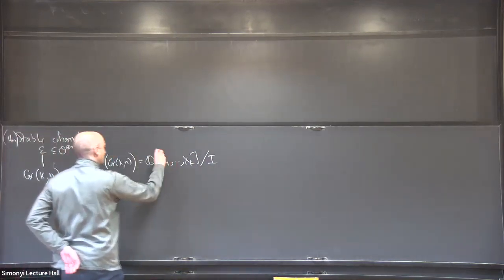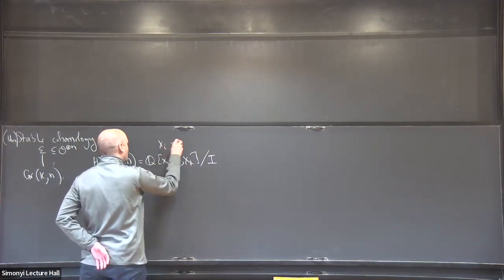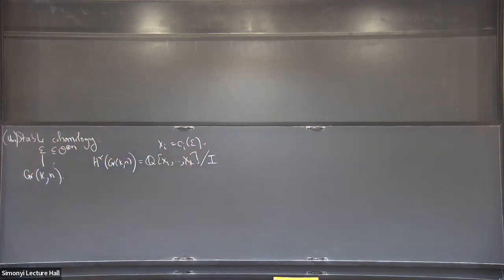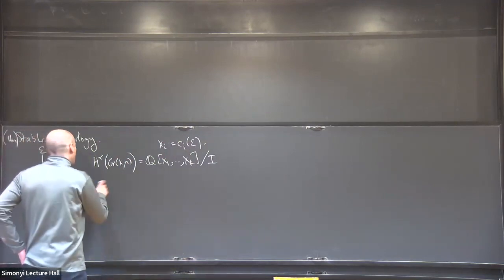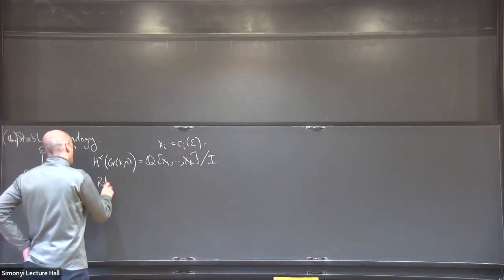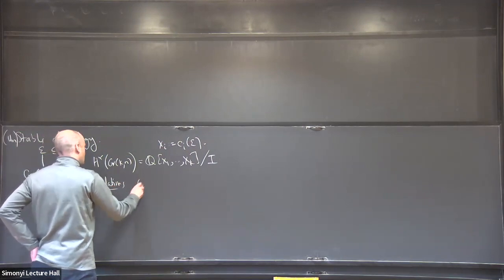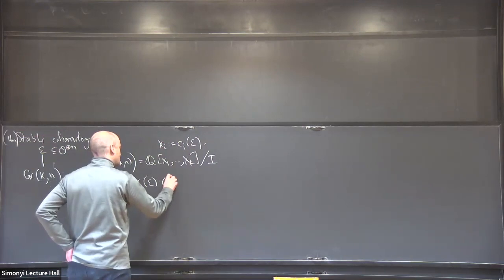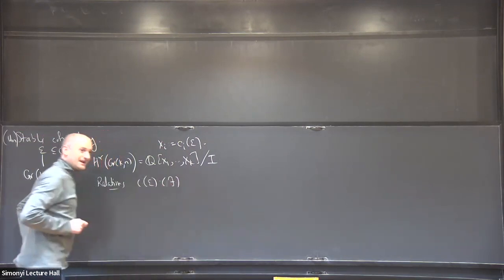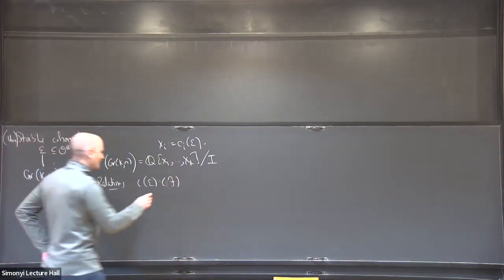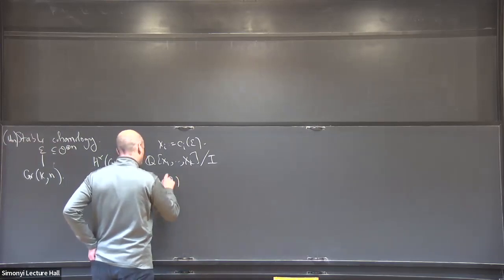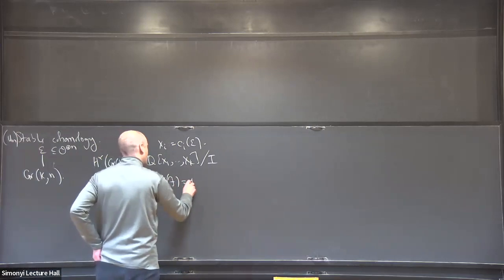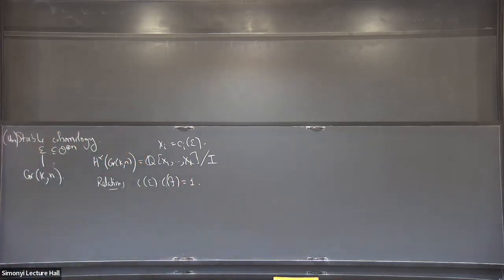So here, x_i is the Chern class. And one way to think about these relations is that, well, this subbundle sits in a short exact sequence with the quotient bundle and the trivial bundle, and that gives us a relation on the total Chern classes. So c(E) times c(F) is the total Chern class of the trivial bundle, which is 1.